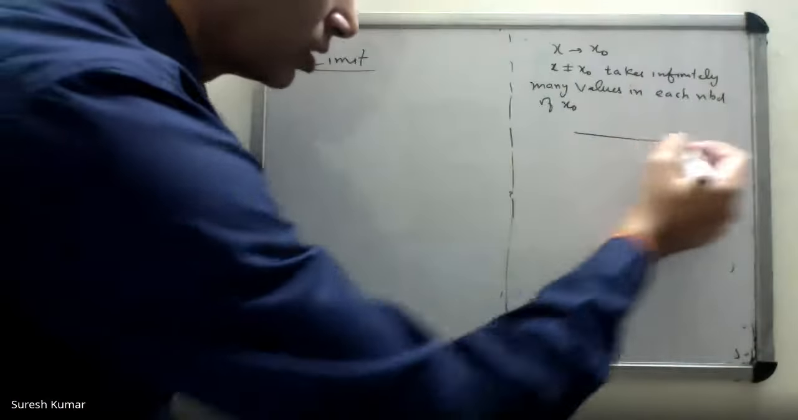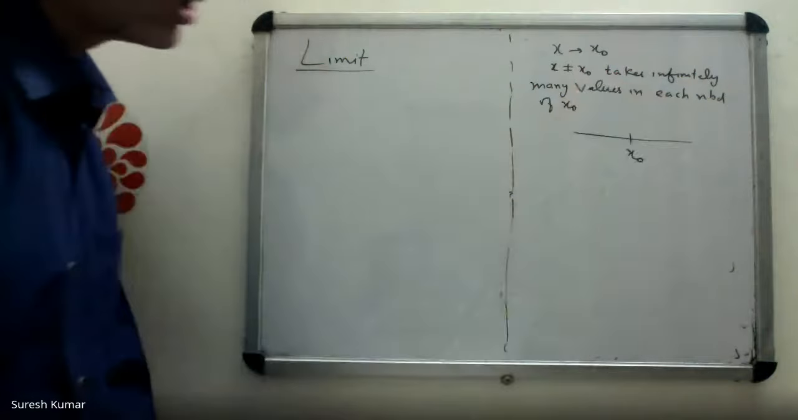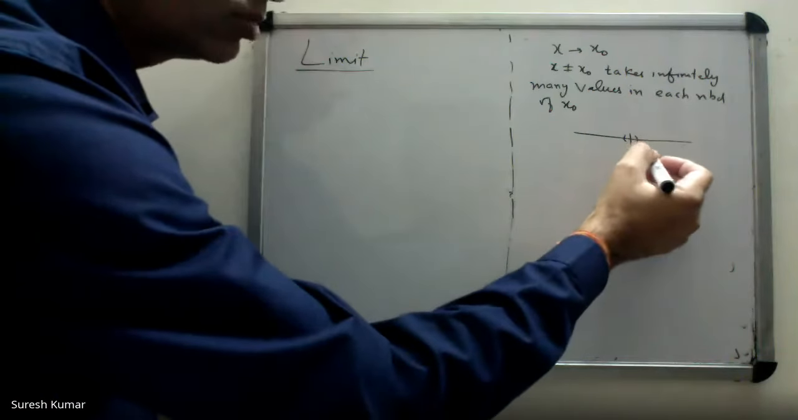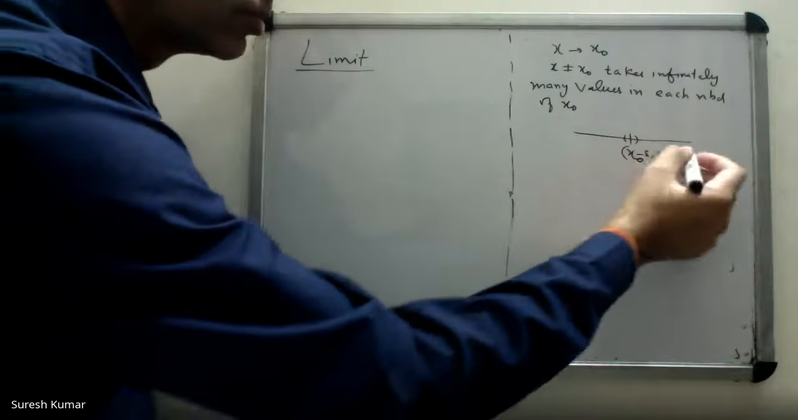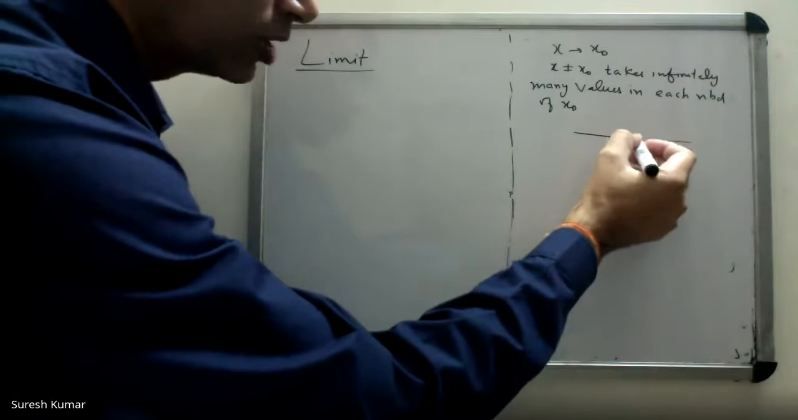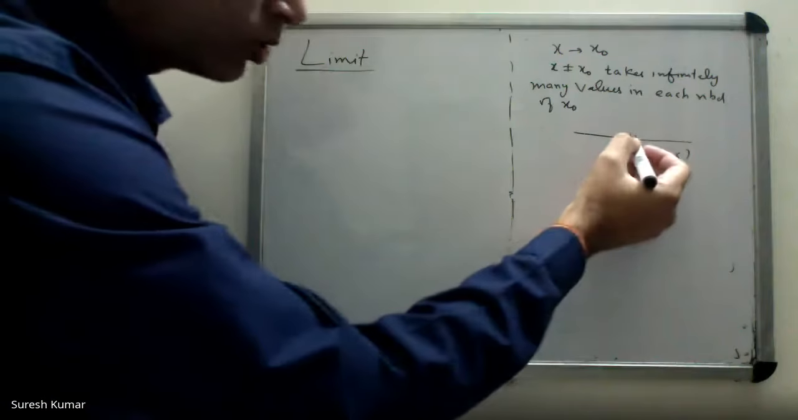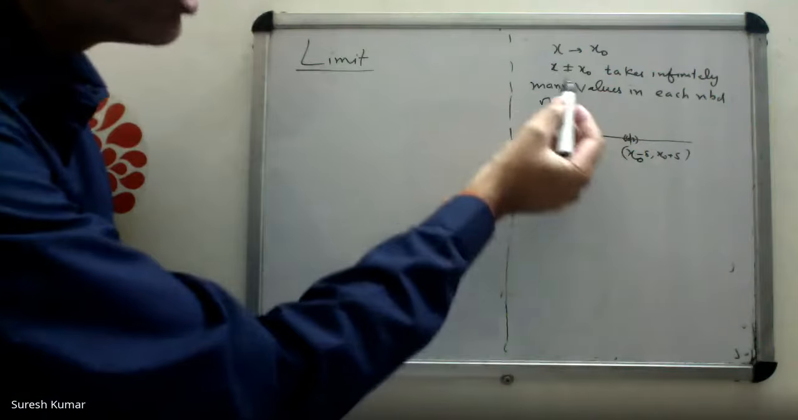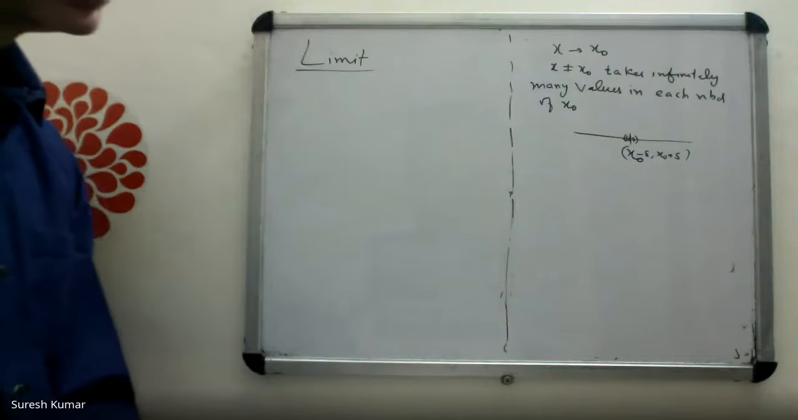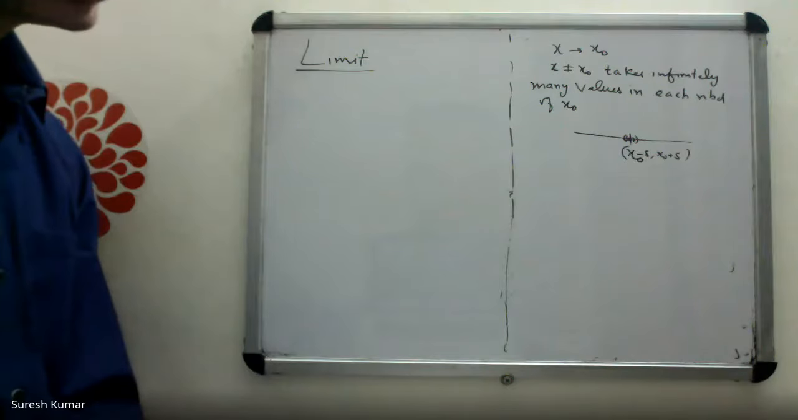Now understand, what does it mean? This is x0. According to this statement, you can choose your neighborhood as small as you like: x0 minus delta to x0 plus delta. Now you choose delta very, very small. So this gets smaller and smaller. But according to this statement, each neighborhood, however small it is, carries how many values of x? Infinitely many values of x. That's why it is very close to x0. That is the meaning of closeness.